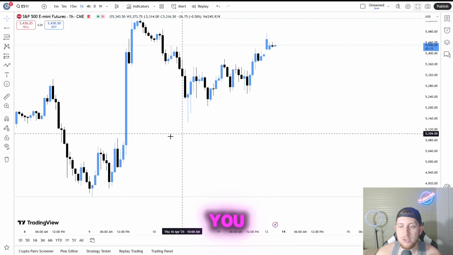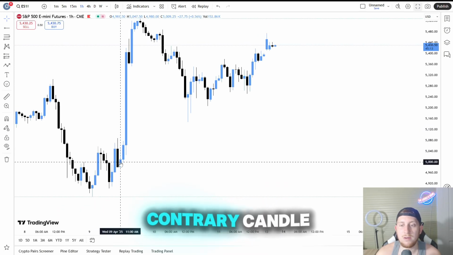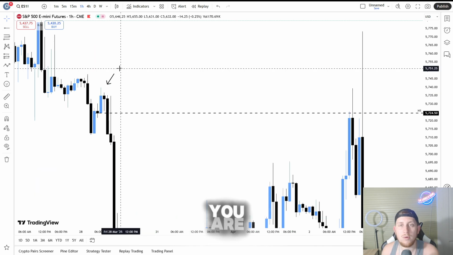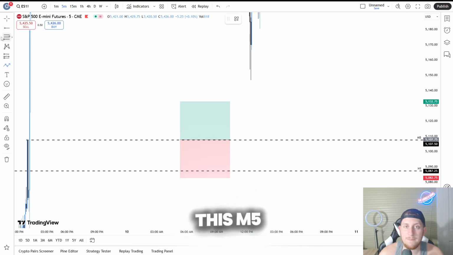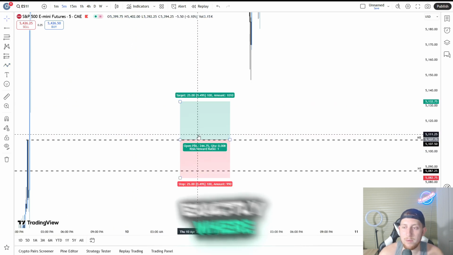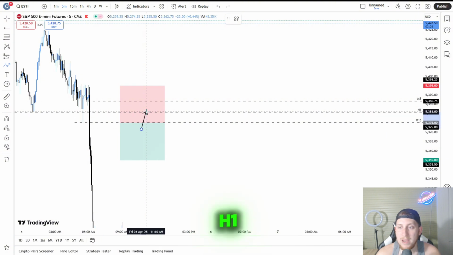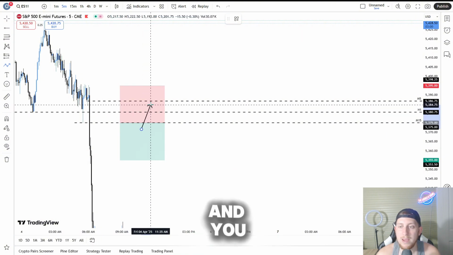The way you find it is you just look for that previous contrary candle before a move. I have found this to be the most accurate way. You are looking for the same exact thing on each and every time frame. So this M5 is exactly where we would be entering. Worst comes to worst, it doesn't reject off the M15. You have the H1 for it to possibly reverse off of, and you have the M5.